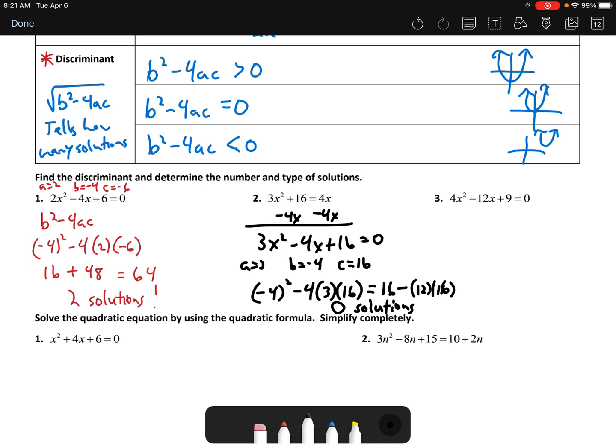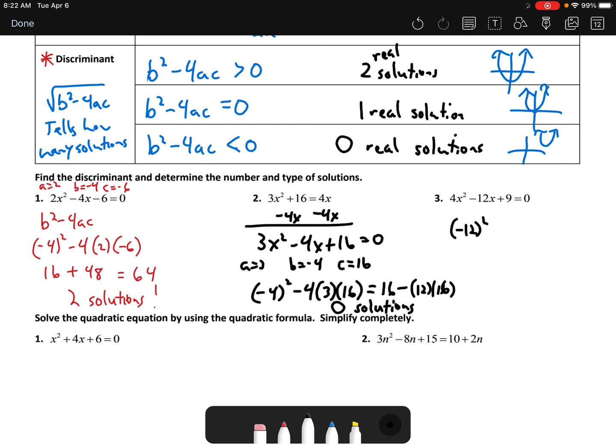0 real solutions. Okay? I didn't summarize this. 2 solutions, two real solutions, one real solution, and 0 real solutions. There we go. I apologize.